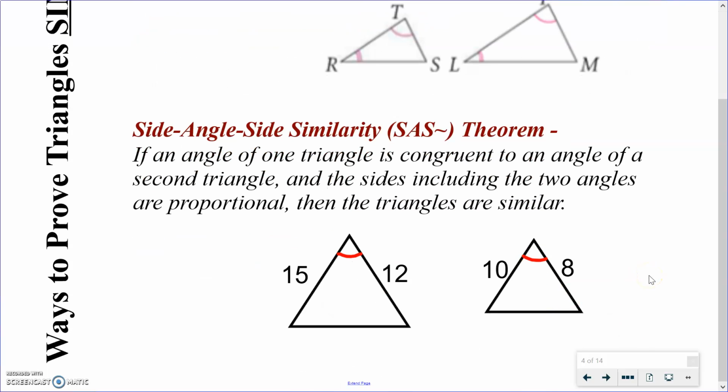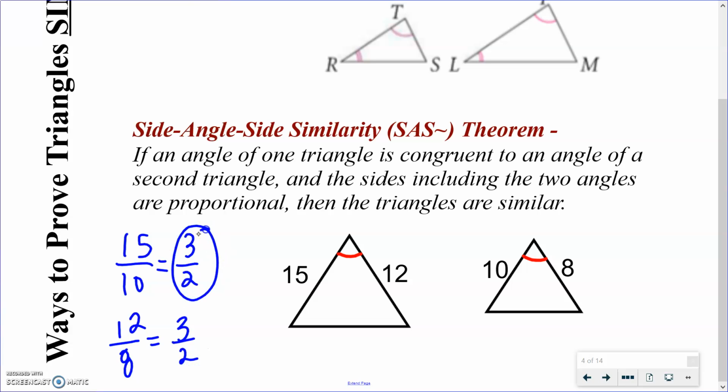Another way we can do it is with side-angle-side similarity. Just like when we were proving congruence, it's a side, then the next angle, then the next side. The angles have to be congruent, but the sides have to be proportional, which means that if 15 over 10 simplifies to 3 over 2, then 12 over 8 also has to simplify to that exact same similarity ratio. And the angle has to be congruent, and it has to be the angle in between the two sides that are proportional.